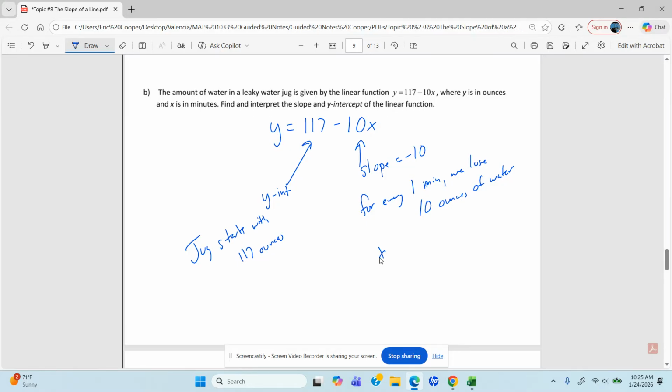So if x is equal to 1, if it's been 1 minute, it's now been 117 minus 10, or 107 ounces that are left. If x is equal to 2, it's 117 minus 10 times 2, which is just 97. Every minute, the jug is losing 10 more ounces.